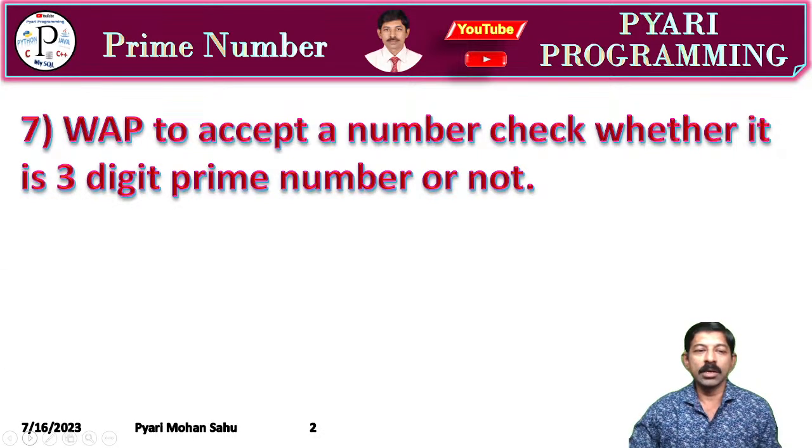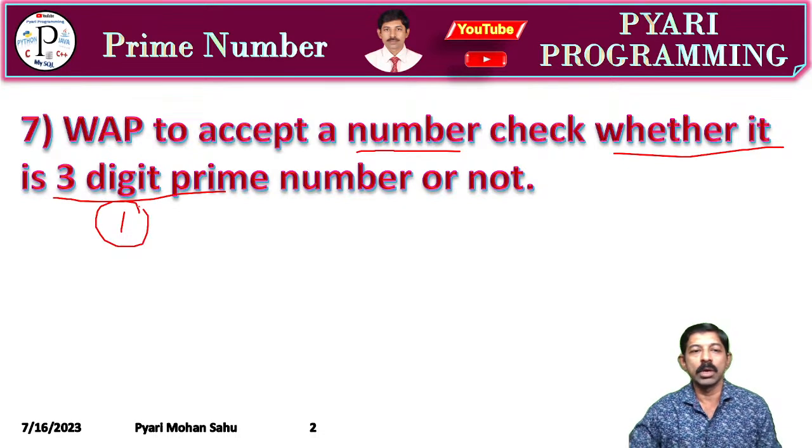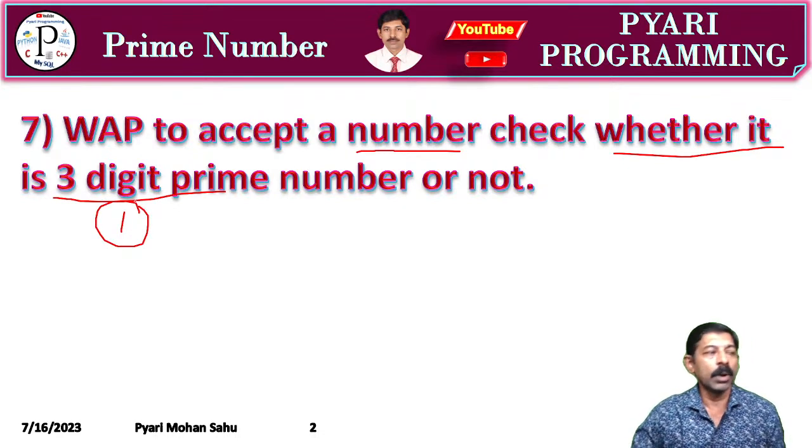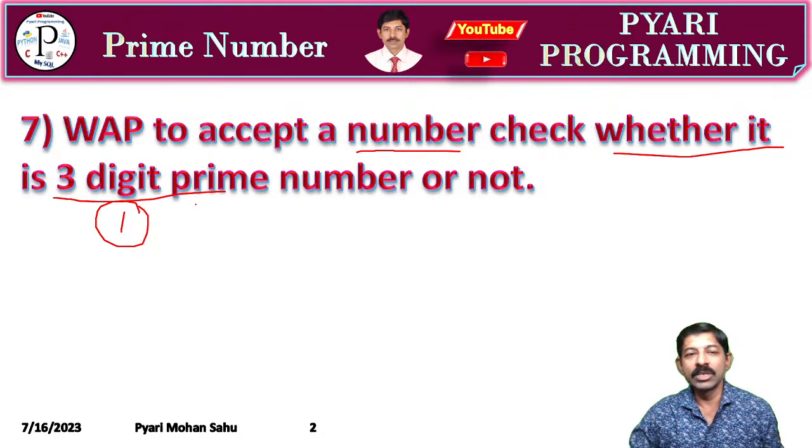Suppose the question is asking, write a program to enter a number and check whether it is three-digit prime number or not. So that means my first job is to check whether the number entered by the user is a three-digit number or not. After that, I will check whether it is prime number or not. So that means this is my second task.